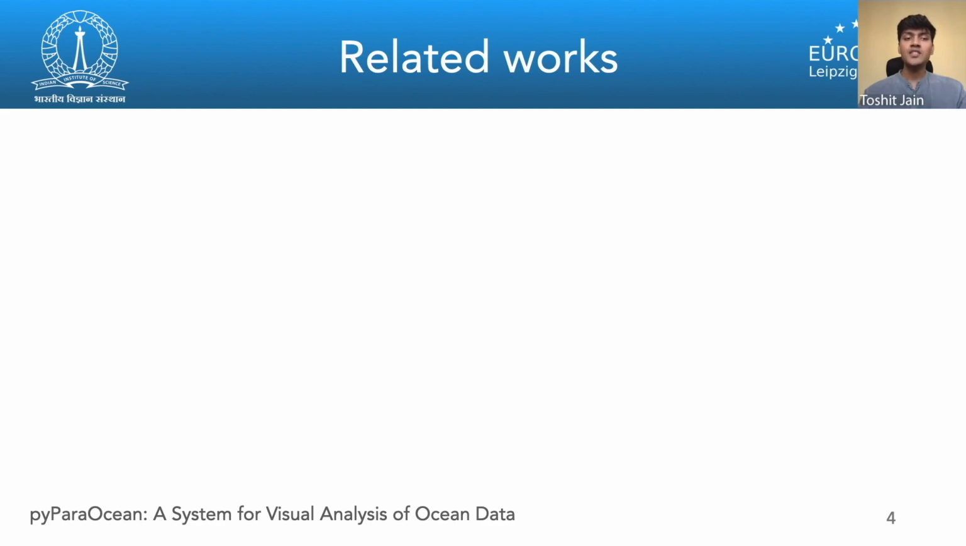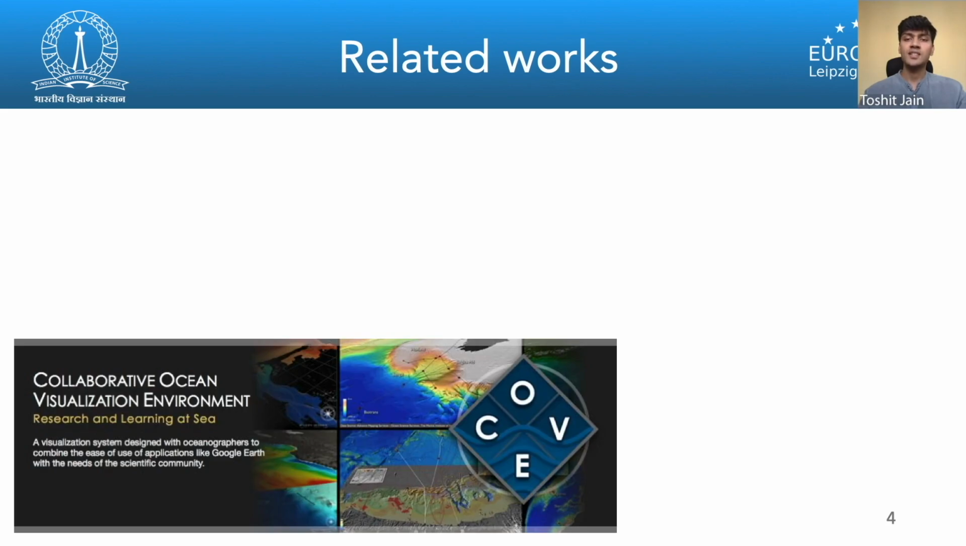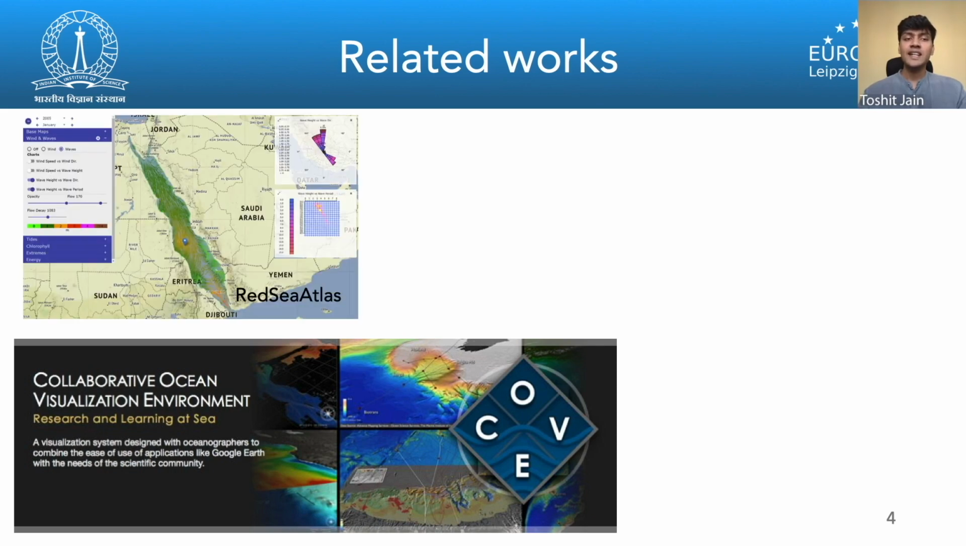There exist plenty of systems for ocean data analysis. Cove is one such system that supports interactive exploration over the web and has 2D and some 3D visualizations. However, its capabilities are limited by WebGL. Red Sea Atlas is another 2D interactive visualization tool of the Red Sea. It has different views for properties like winds, waves, tides, chlorophyll, etc.